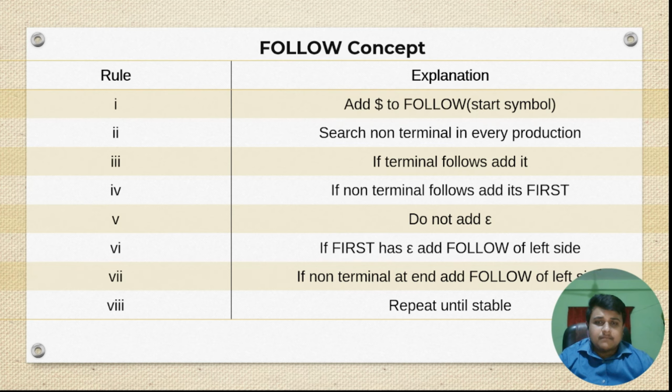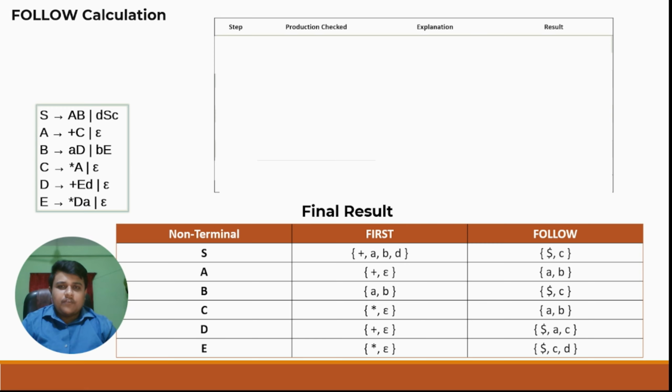If a non-terminal follows it, add its first set, but don't include epsilon; if first contains epsilon, add follow of the left-hand side. If the symbol appears at the end of a production, add follow of the left-hand side. Now let's calculate the follow of S. S is the start symbol. By the rule, the start symbol always contains the end marker $ sign. Therefore, follow of S is $ sign.